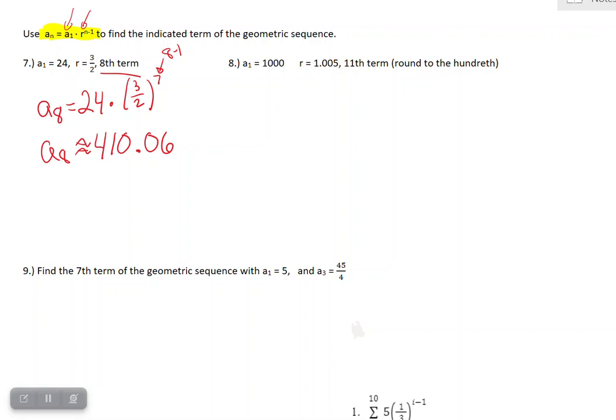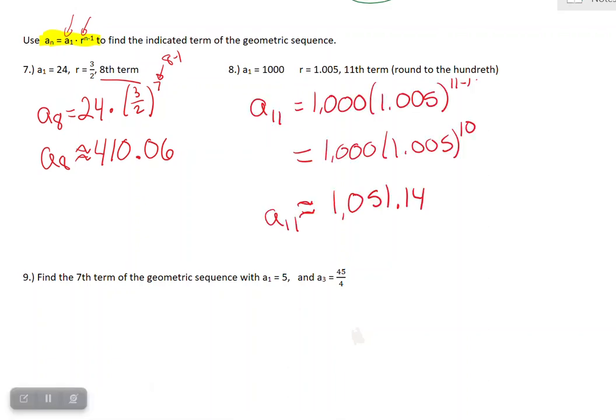Go ahead, pause for number 8. Make sure you get the same thing. All right, go ahead and check your work for number 8. And then when we move to number 7, it gives us a little less information that's as direct. It says find the 7th term of the geometric sequence with a sub 1 equals 5 and a sub 3 equals 45/4. Now, I don't know the common ratio, but at least I do have this first one.